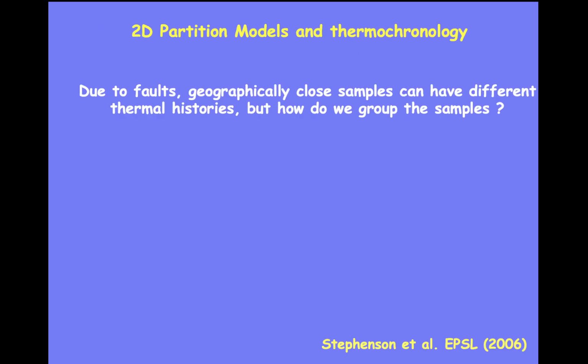And this idea of 2D and 3D modeling, which we call partition modeling, is if we have samples spatially distributed, we might think samples that are close together should have the same thermal history. But in fact, if we have a fault between two samples that could be very close, their thermal histories could be very different. So the question then is, how do we group samples together spatially if we're not sure whether they have the same thermal history or not?